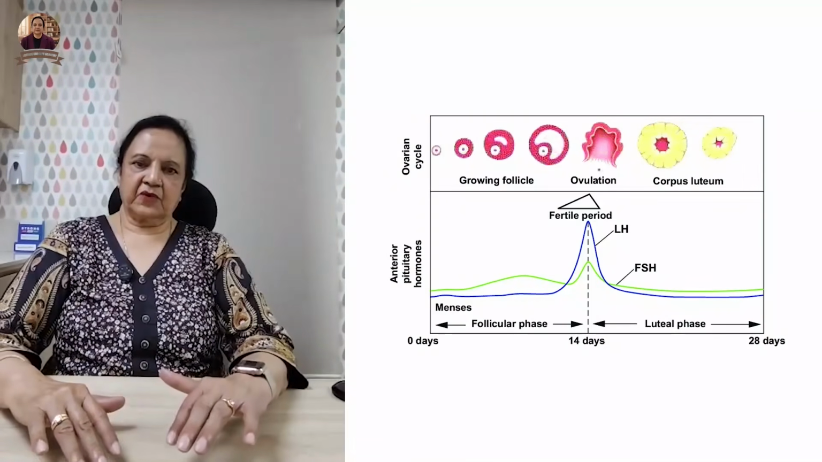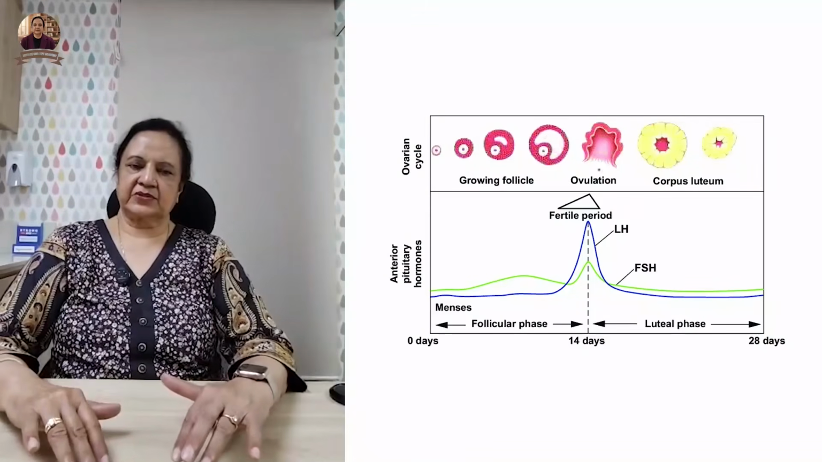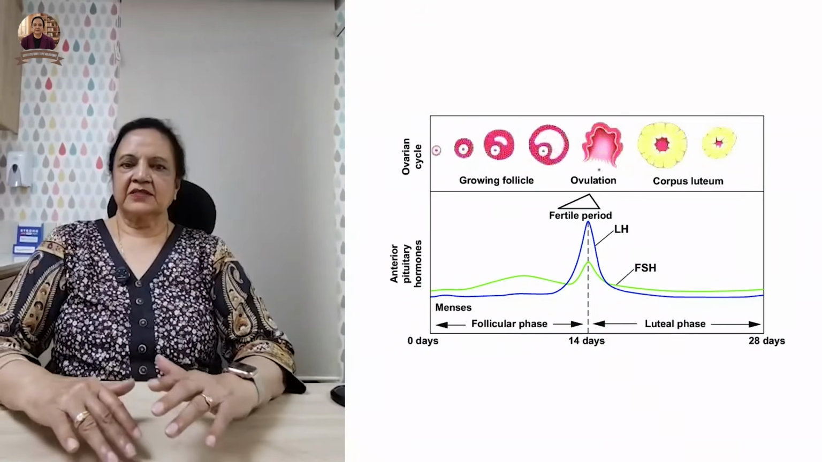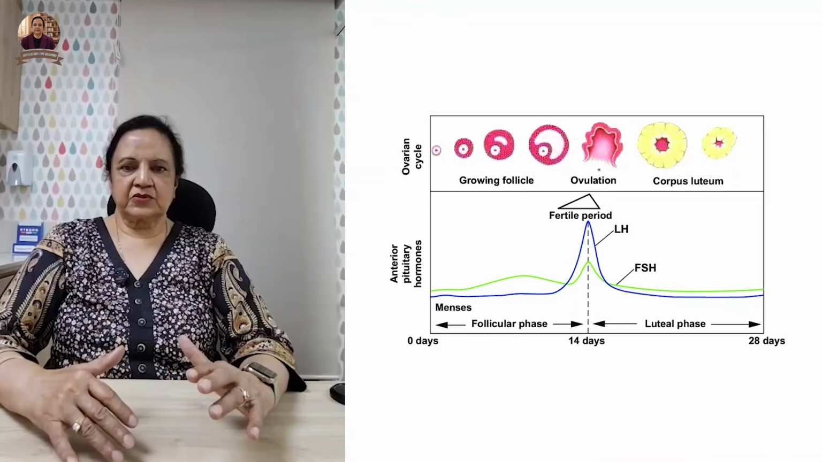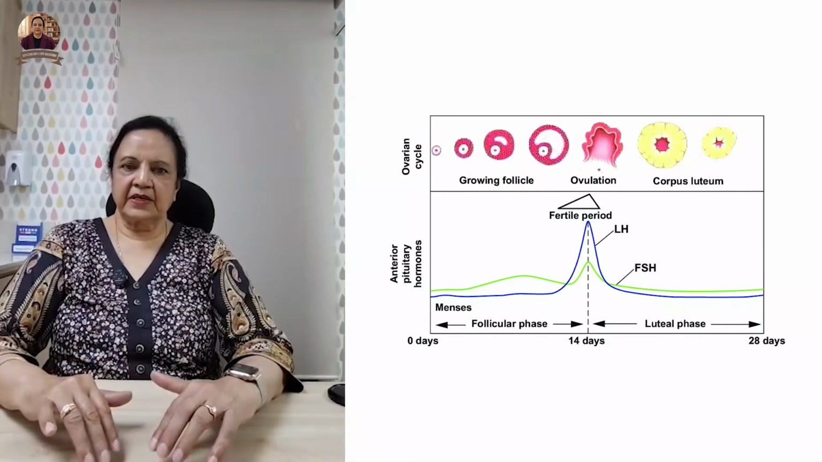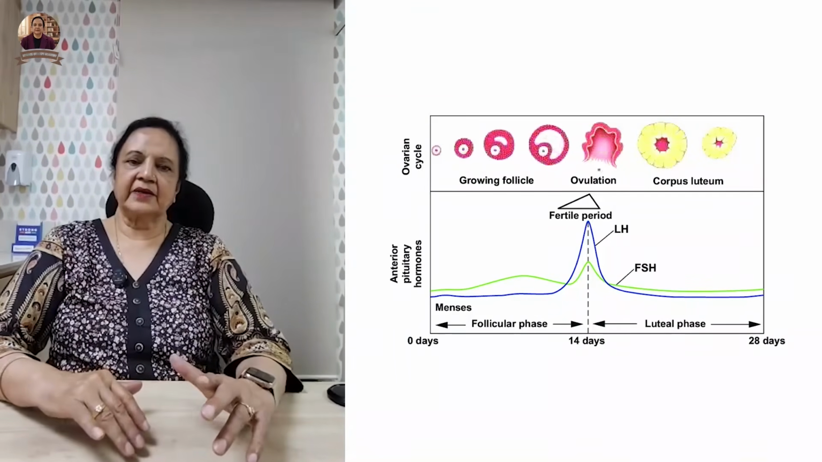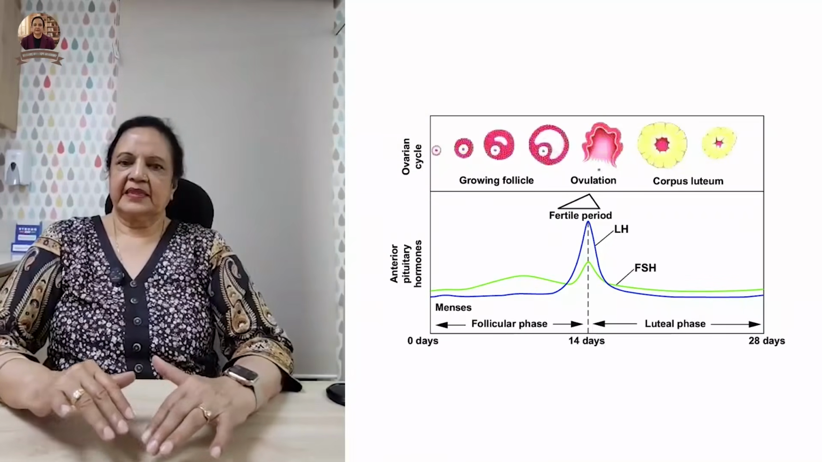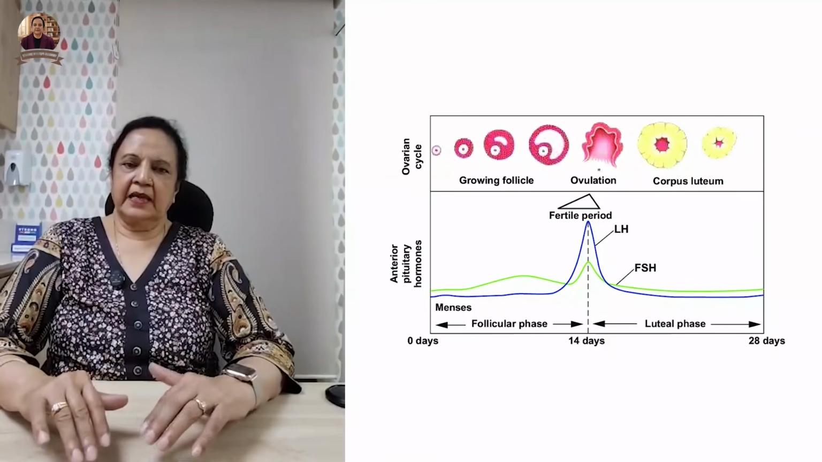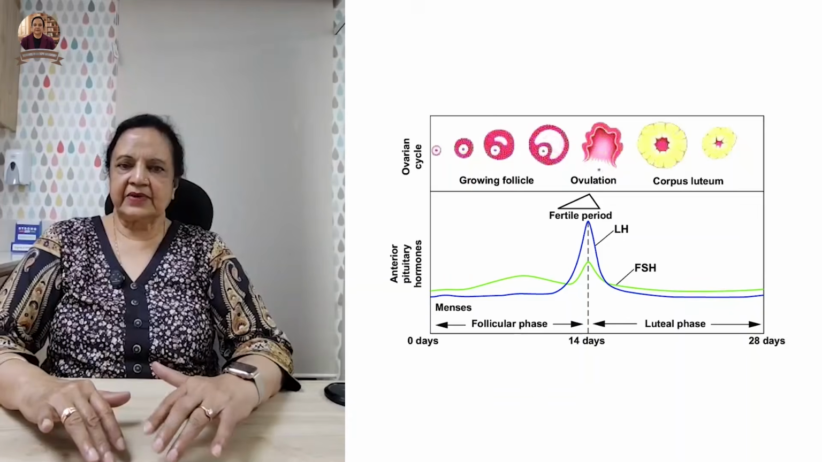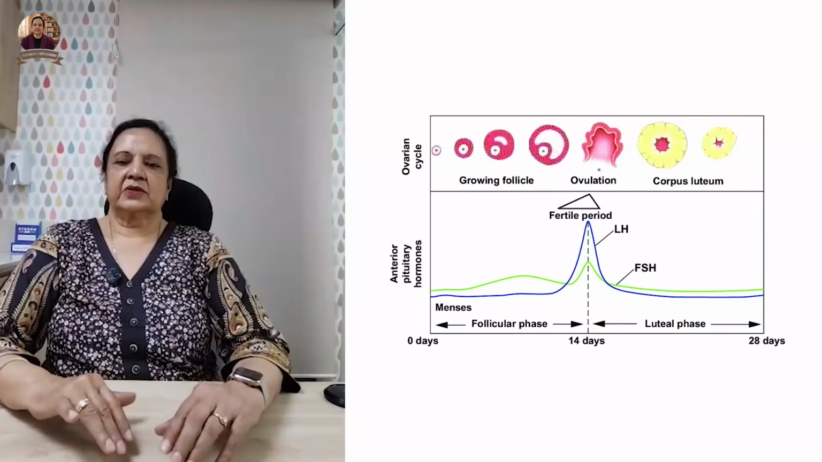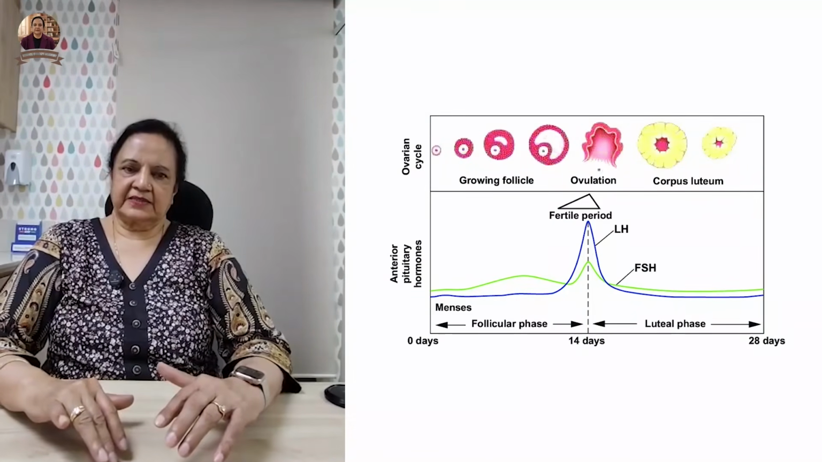These developing follicles secrete estrogen. Because of the rising levels of the estrogen, the uterine endometrium thickens and regenerates. The endometrial cells multiply and the uterine glands increase. That is why it is called the proliferative phase.